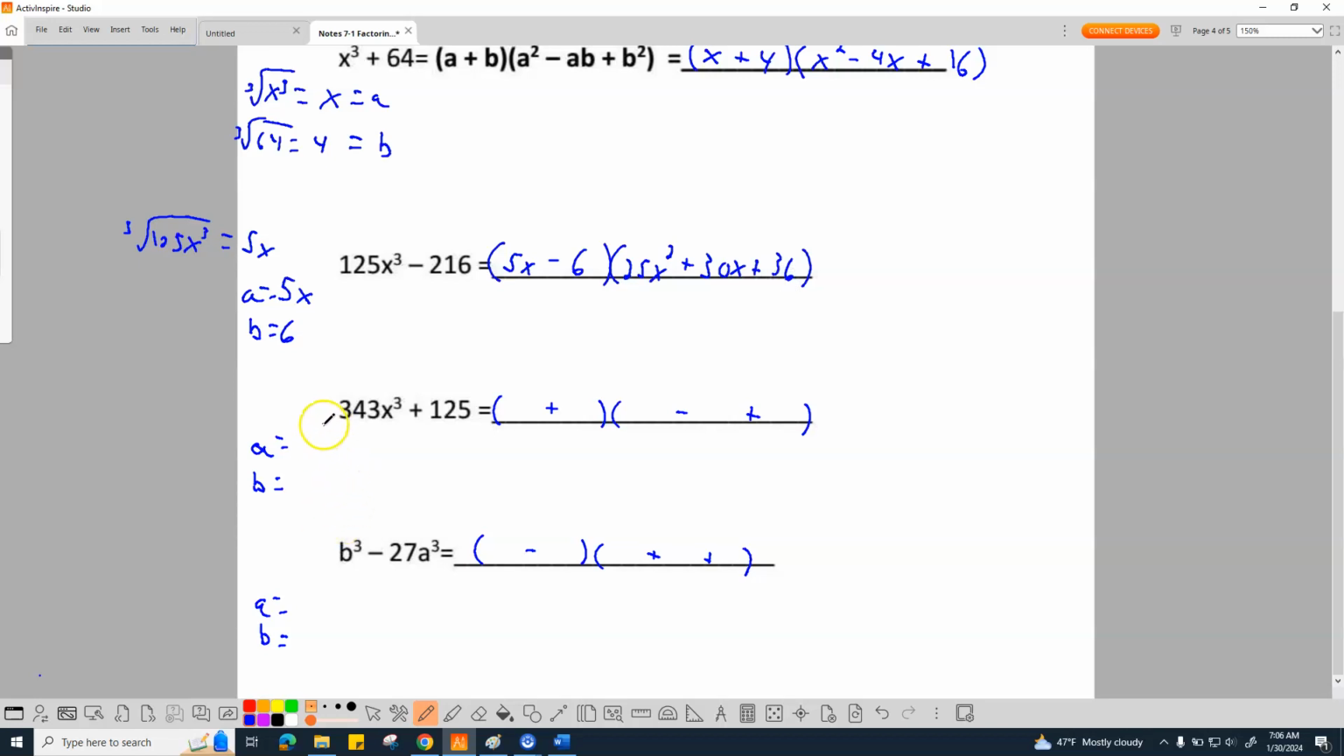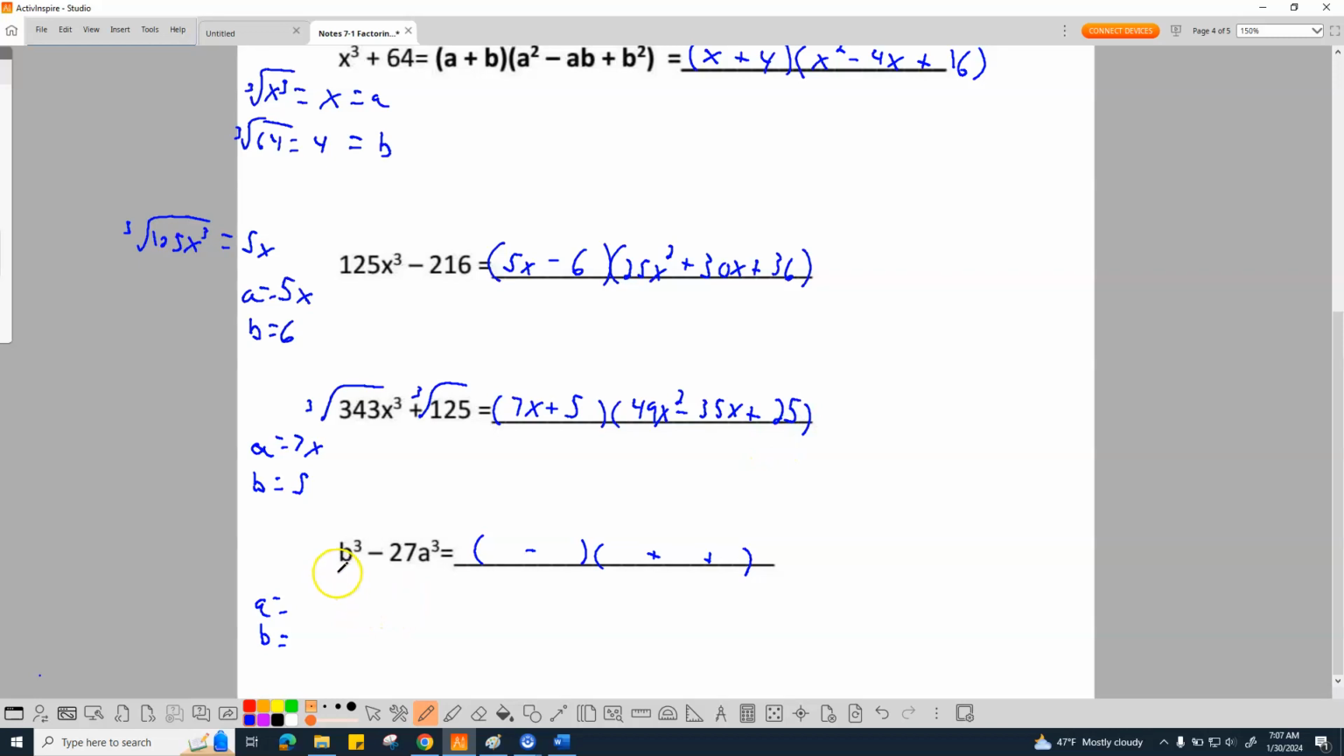Let's find our a here. Our cube root of a is in fact 7x, and our cube root of b is in fact 5. So here we go. Our a is 7x, our b is 5. Our a squared is 49x squared. Check that out. Minus our a times b is 35x. And then our 5 squared, our b squared, is 25.